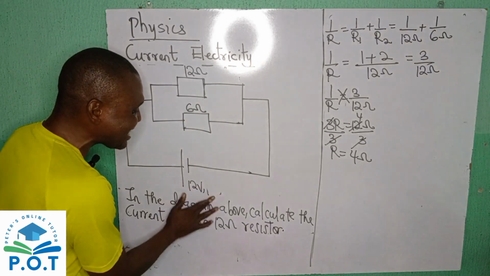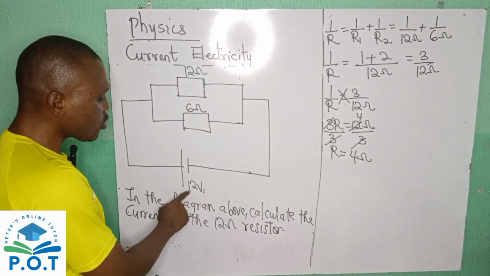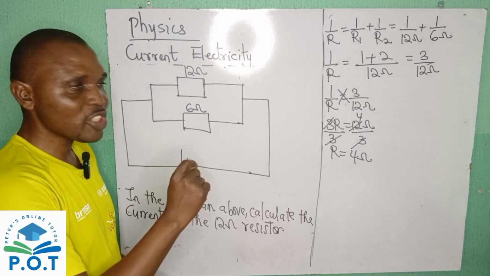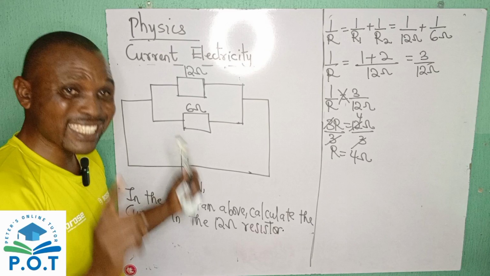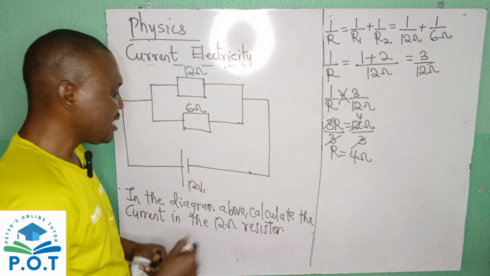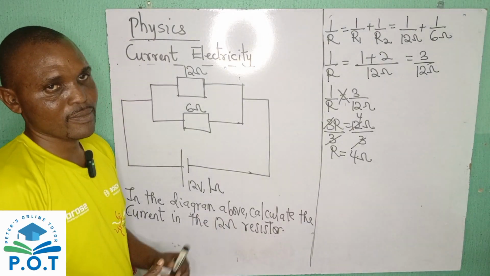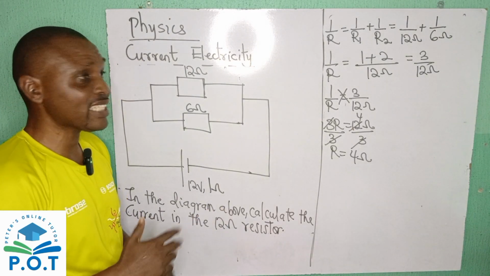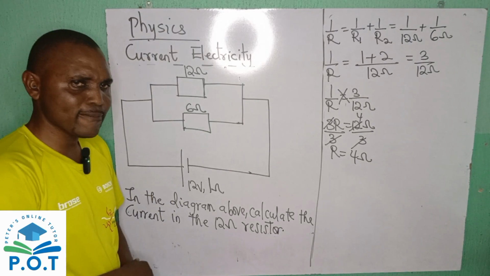Now, the next thing is this: if I wasn't given 1 ohm as my internal resistance, then I can conclude that this 12 volts is the potential difference across 12 and 6, because since they're in parallel, they have the same potential difference. But the challenge here is this: I have 1 ohm as the internal resistance.